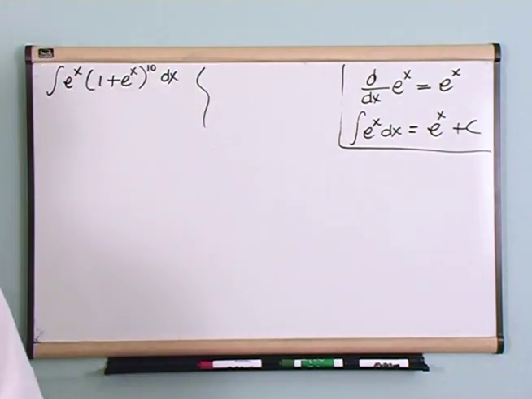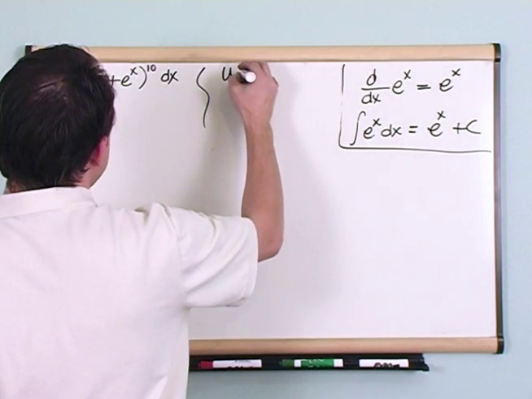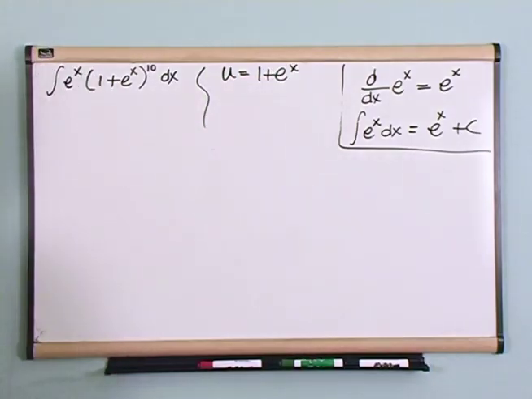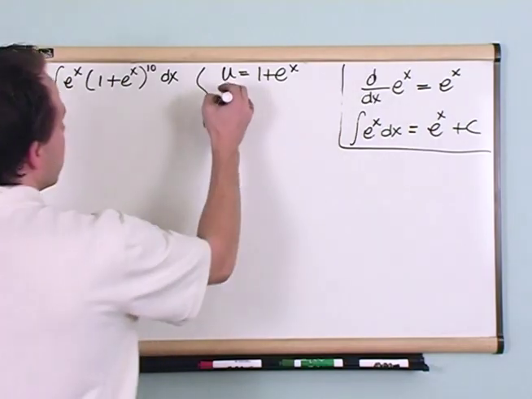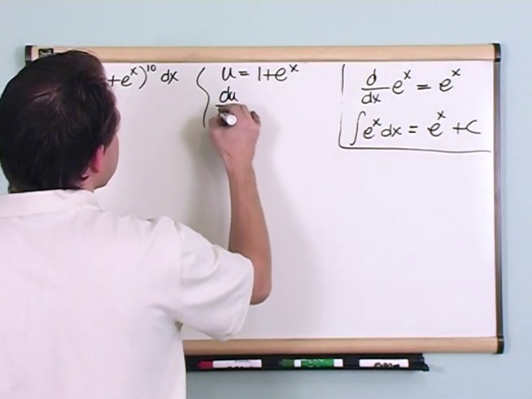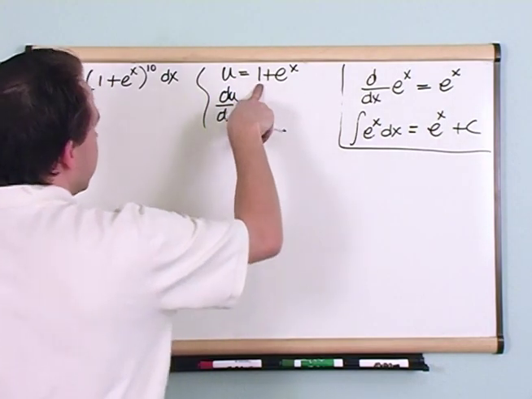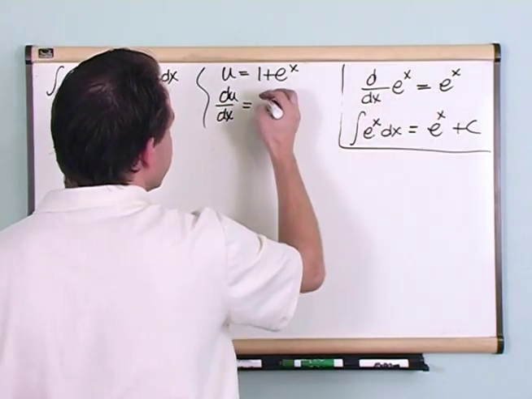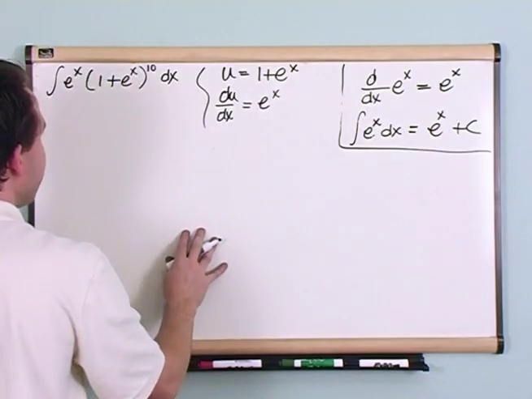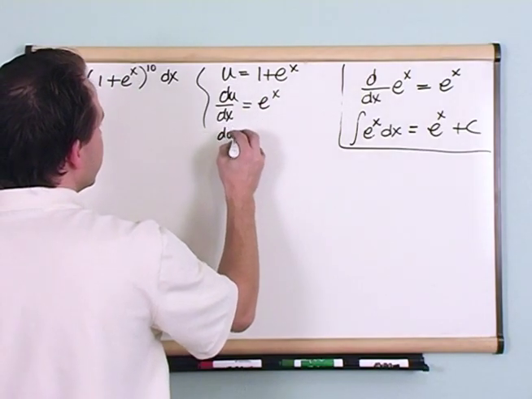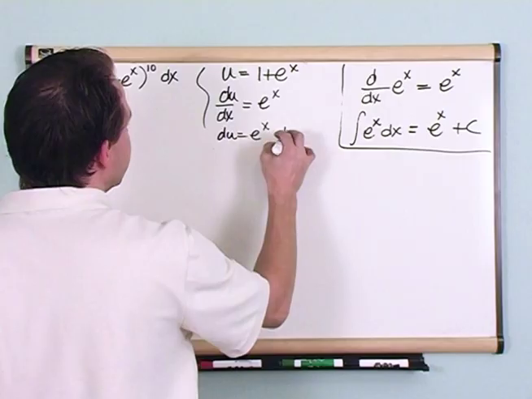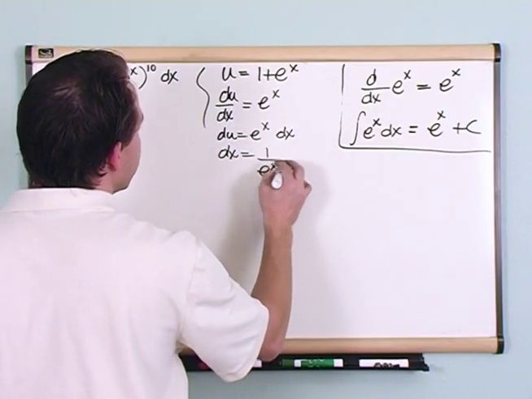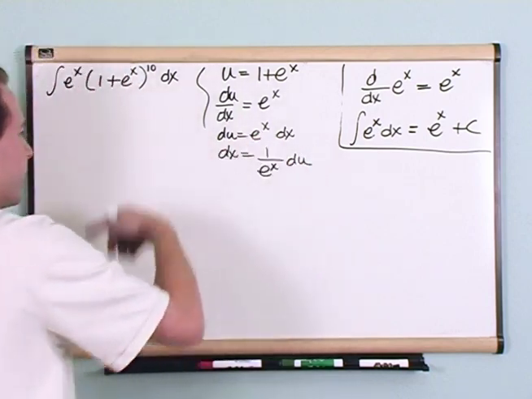And so from experience, I kind of know what to do, but hopefully you're gaining that experience too. I'm going to let u be equal to 1 plus e to the x. So then du dx, the derivative, would be: the derivative of 1 is 0. The derivative of e to the x is just simply e to the x. So I just write it like that. And then du is equal to e to the x dx, and then dx is 1 over e to the x du. You just divide both sides by e to the x.